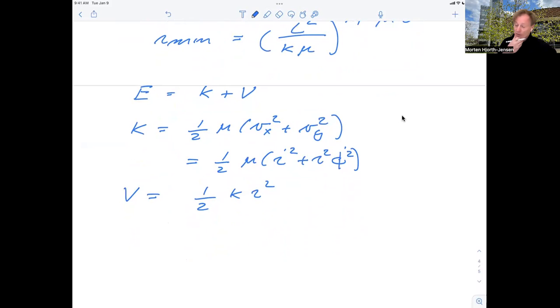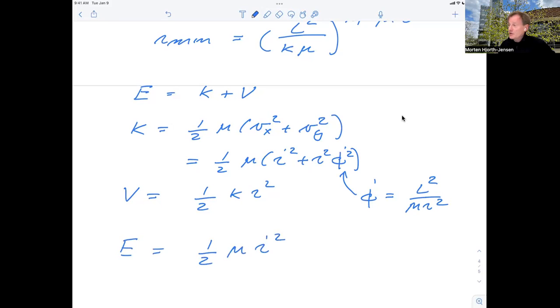So what we get then, when we plug in things, and note well that this phi dot is actually given by L divided by mu r squared. So this means that when we rewrote the potential in terms of an effective potential, the energy is given by 1/2 of mu times r dot squared. So this is the velocity in the radial coordinate. So we would call this a radial velocity. So let's just rewrite that one as a radial velocity.